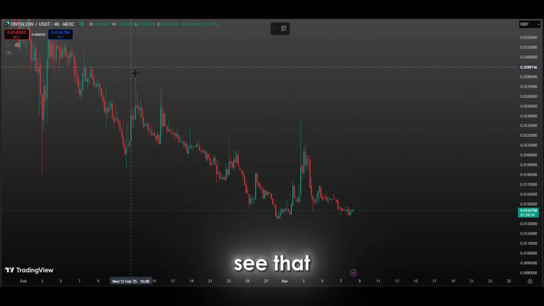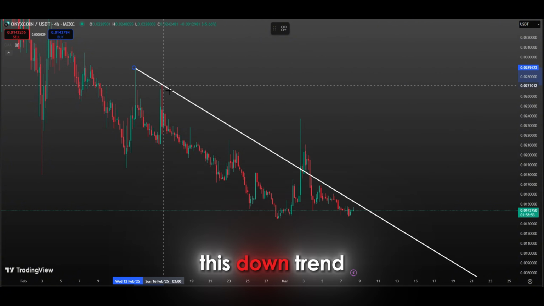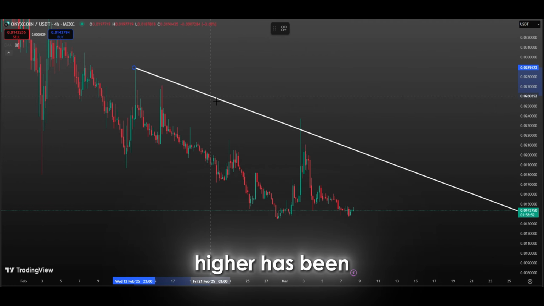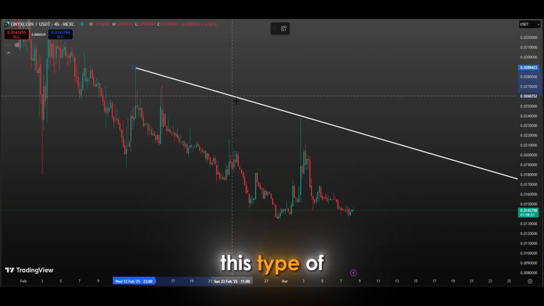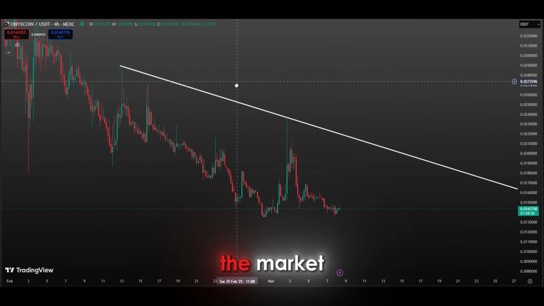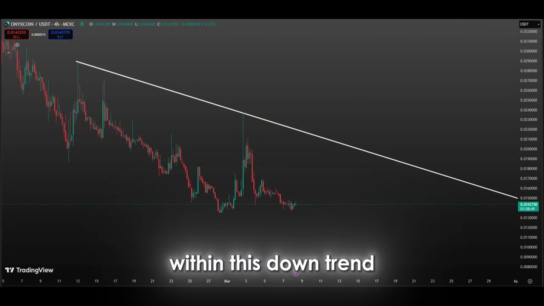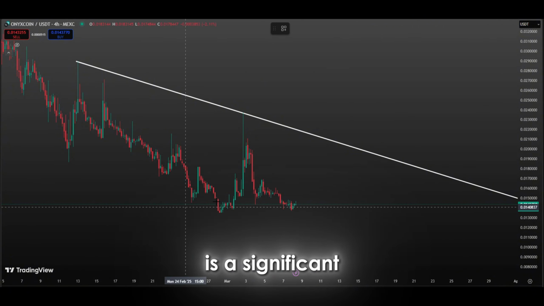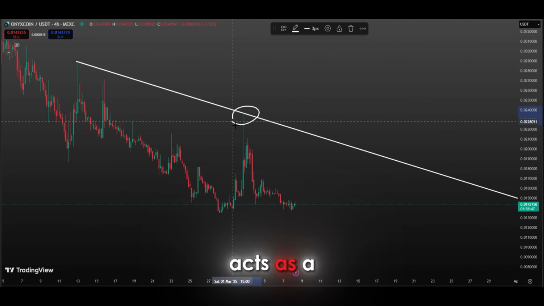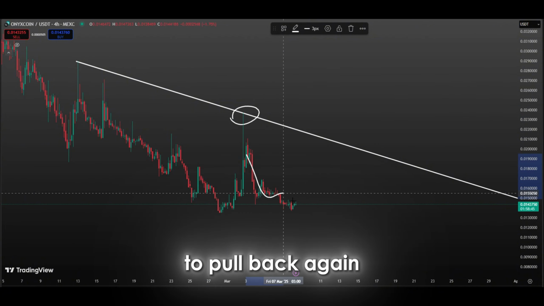Looking at the chart, we can see that the price has been moving in a downtrend for a long time. This downtrend has caused the price to continually make lower highs, and each attempt to move higher has been suppressed by sellers. This type of downtrend structure usually indicates that selling pressure is dominating the market, and buyers are struggling to push the price up. The fact that the price remains within this downtrend suggests that there is a significant obstacle to the start of a new bullish move. This is because the trend line acts as a strong resistance for the price, and selling from this level causes the price to pull back again.